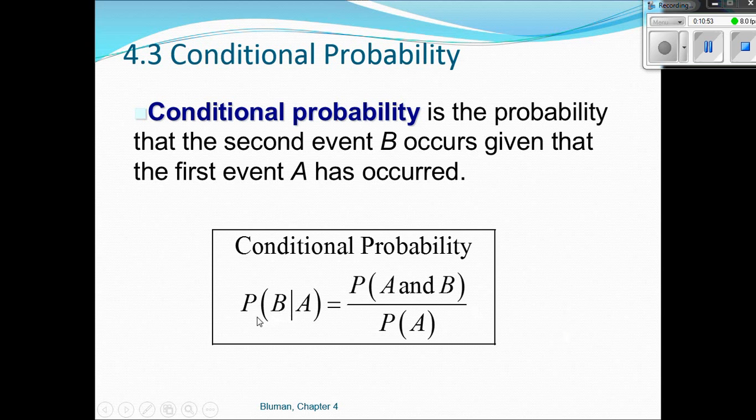Conditional probability. What if you're asked to find the probability of B given A? The formula for that is the probability of A and B divided by the probability of A.